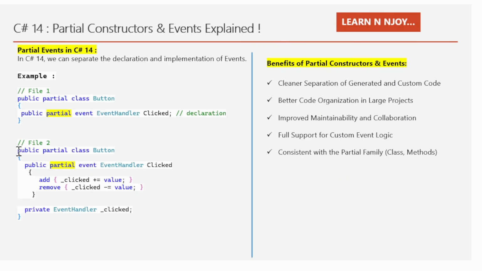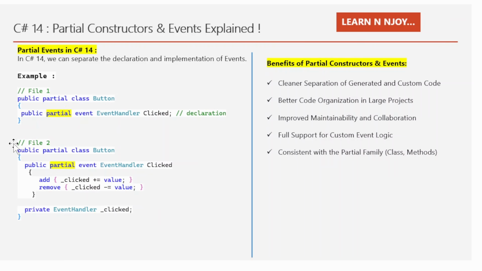Here we have file 1 and file 2. In file 1, I am just declaring a partial event. That's what I have written: public partial event EventHandler Clicked. So that's how we need to write this event declaration as a partial one. We just need to use the partial keyword here, and this event declaration becomes a partial event declaration.